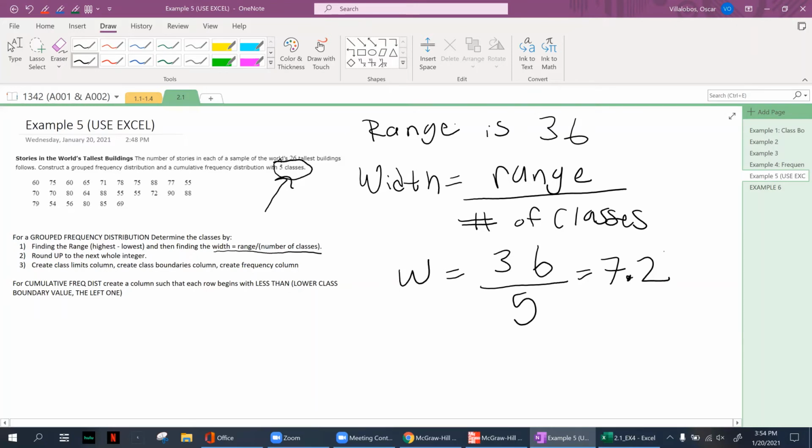Whenever we're dealing with width or with number of classes, we need an integer. I need a whole number. I don't want any decimals in it. So the rule of thumb is if you get a decimal, round up to the next number. It's like saying 7.2 people came to the party. Well, no, in reality 8 people came to the party. So that means my width is going to be 8. My width is going to be 8.